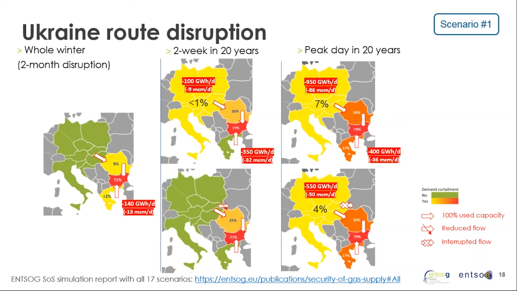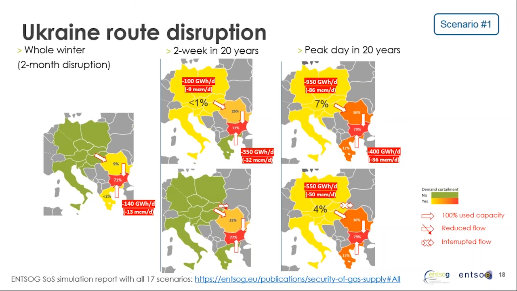So this year the Ukrainian route disruption is assessed for a 2-month duration in January and February. For the simulation, the report focuses on some groups of countries and not directly the entire EU. That's maybe why you see on your screen only part of Europe, but I will give you the figures for the whole Europe.